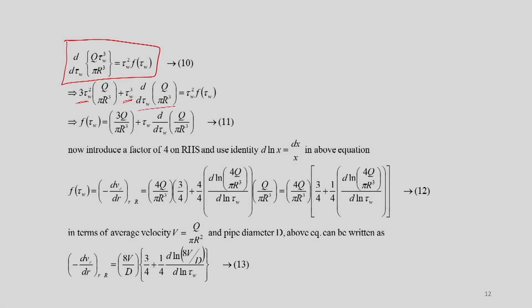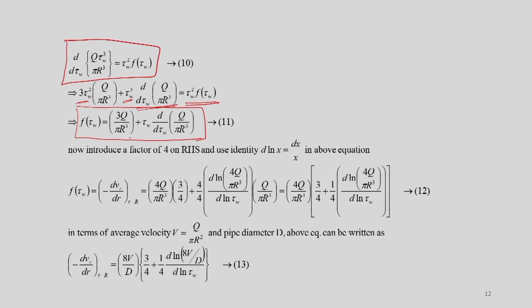So, keep that as it is in the differential form. In the right hand side, no changes are required. Now, this equation you rearrange such that f of tau w remains one side and all other terms are on the other side. So, then we get f of tau w is equal to 3q by pi r cube plus tau w d by d tau w of q by pi r cube.